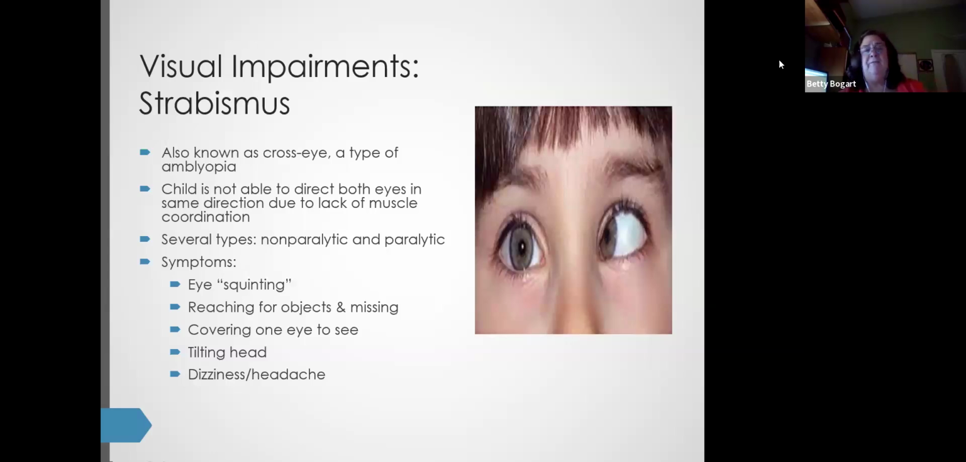Strabismus is a type of amblyopia, but they're crooked. The thing with this one is their eyes will be squinting. Again, they're still not seeing together, so it's that depth perception. Again, they'll be taking one eye and looking. They get dizzy, they get headaches, and this is when they have strabismus.